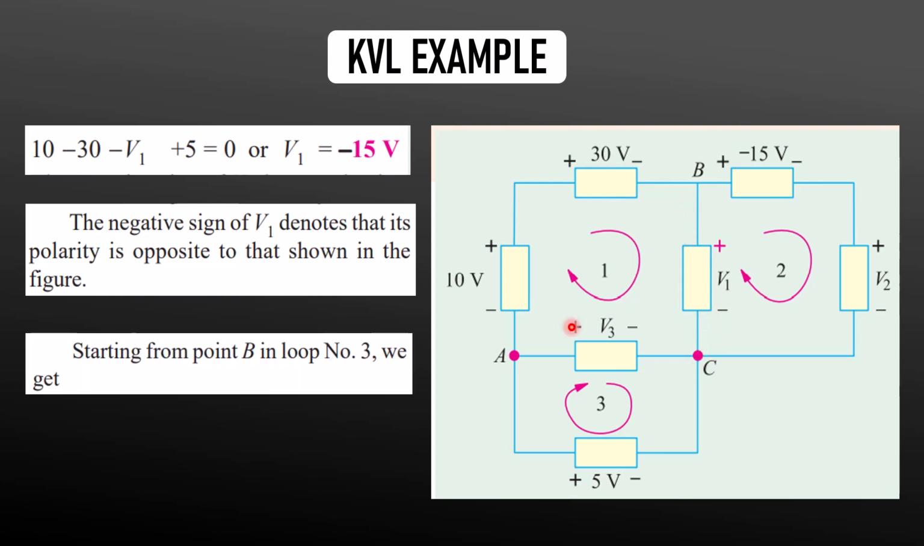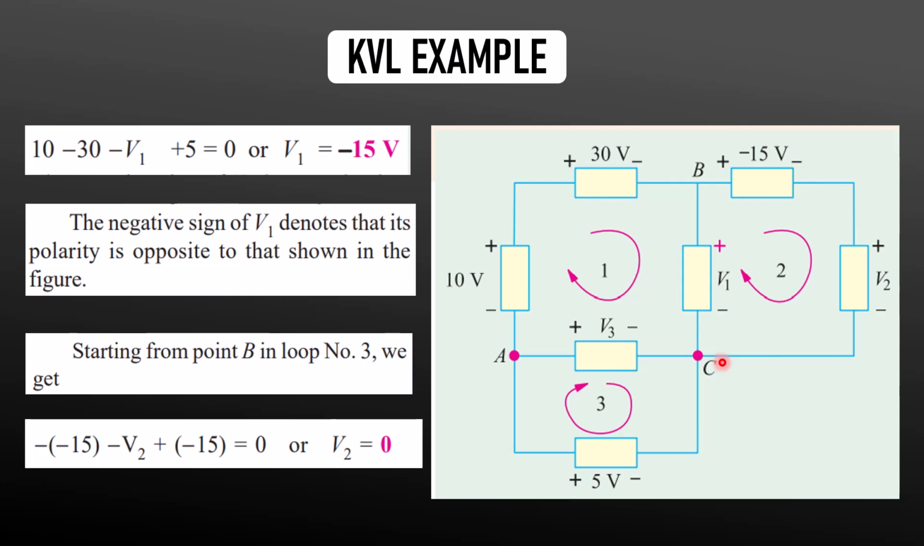So finally, let's solve loop number 2. Again, the direction of the current is in the clockwise direction. So first of all, the current enters from the positive side of this minus 15 volt battery. So here we have a fall in potential. So the minus 15 volt will be written with negative sign.